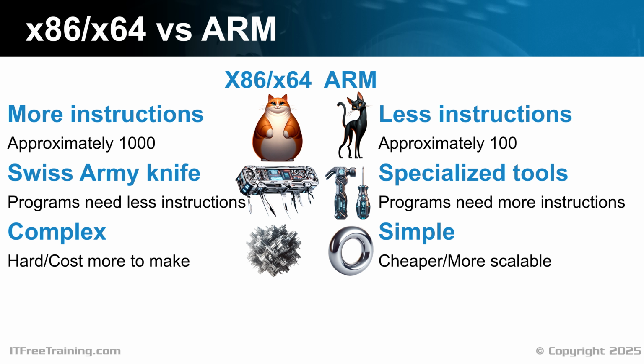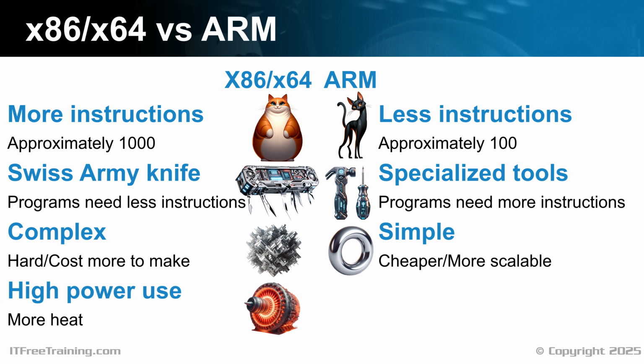Having more instructions means higher power use. Higher power means more heat. Depending on the CPU, this may mean that you need to have cooling in the computer, for example, CPU fans. ARM CPUs use less power, and that means less heat. You can start to see why ARM CPUs get used in certain devices.